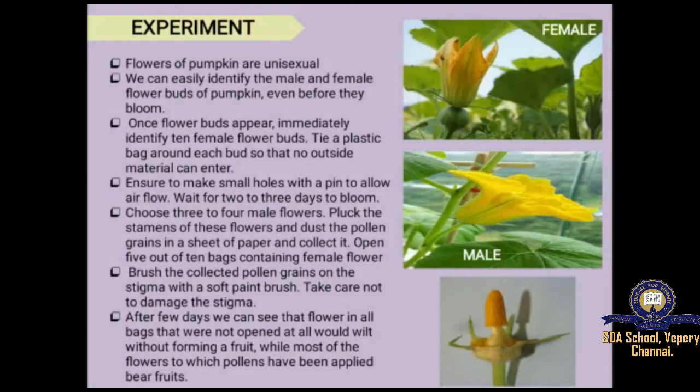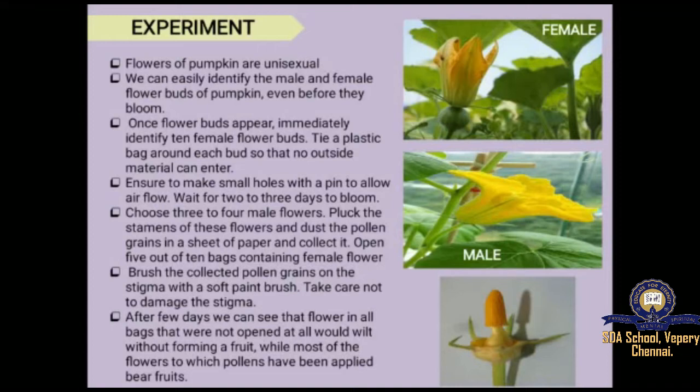Once flower buds appear, immediately we have to identify 10 female flower buds and tie a plastic bag around each bud so that no outside material can enter inside the bud. Then we have to make small holes with a pin to allow airflow. Then we have to wait for 2 to 3 days for the flower to bloom.